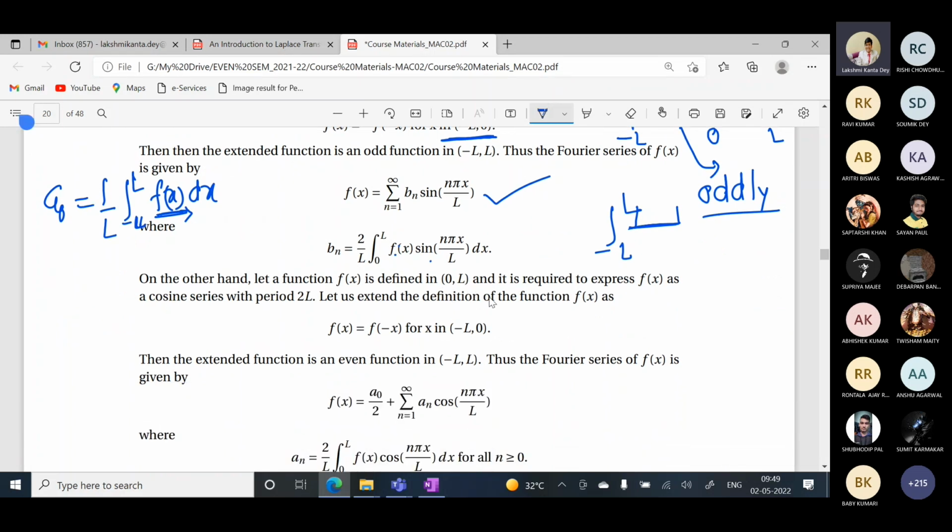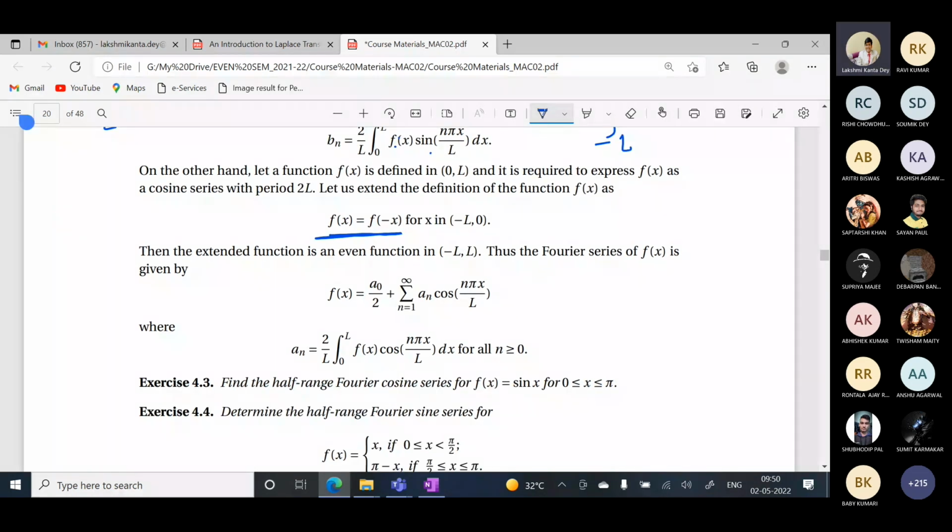Now, on the other hand, if your function f(x) is defined in the half, 0 to L, and it is required to express f(x) in terms of a cosine series, then what do we have to do? We have to extend the function evenly, right? f(x) equal to f of minus x. So this definition we have to apply. And as a result Bn will be 0. So An and A naught will be the terms. An will be like this, and A naught all of you know.